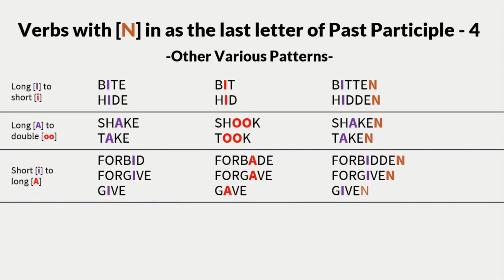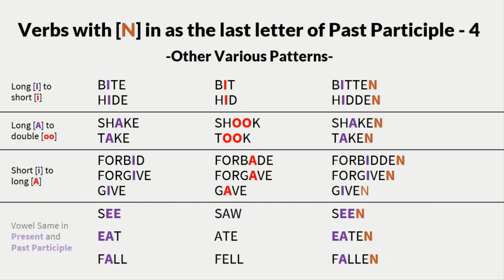In the final group, you can see that the present and the past participle are all the same, with N as the last letter of the past participle. But there's no pattern for the past simple. It's completely different. So let's drill. See, saw, have seen. Eat, ate, have eaten. Fall, fell, have fallen.